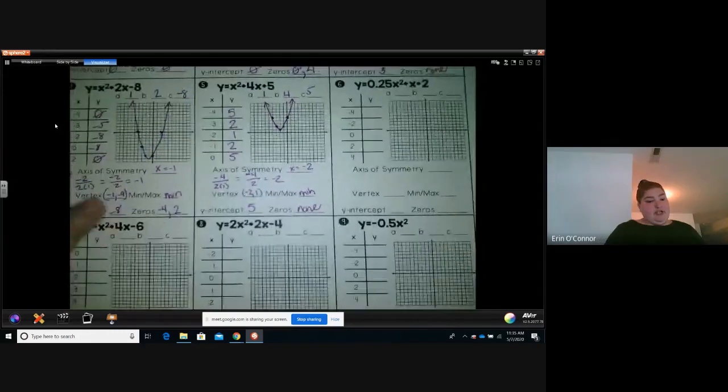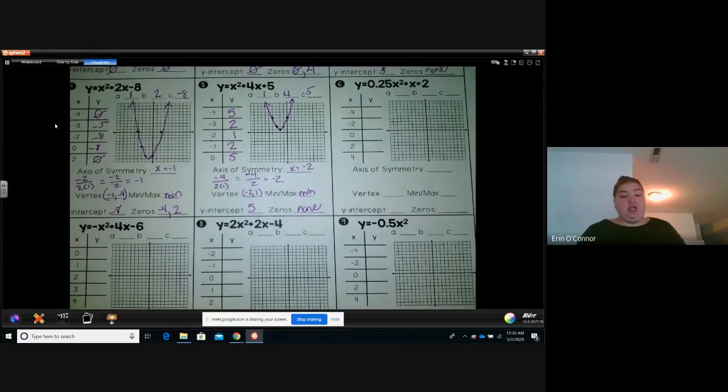Okay. Now you're going to do the rest of these. You can do it on a separate sheet of paper, or you can print out this paper and do it on here. It's up to you. But you are doing 6, 7, 8, 9, and you are going to send me a picture of your work. I know you are capable of doing this. I hope you have a great day.